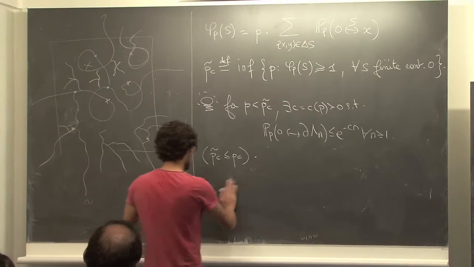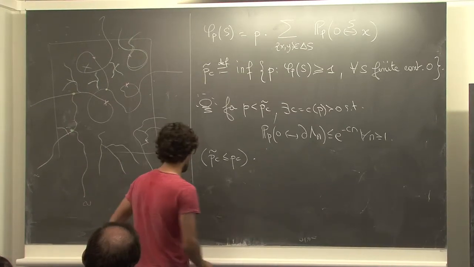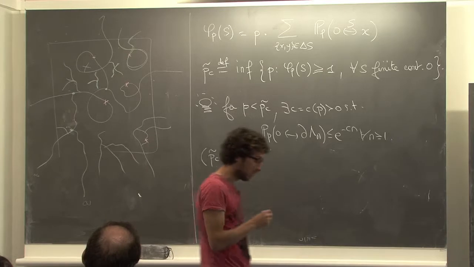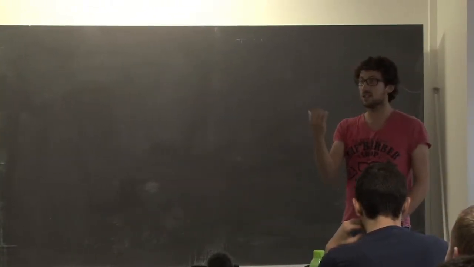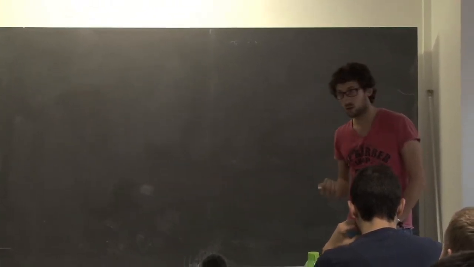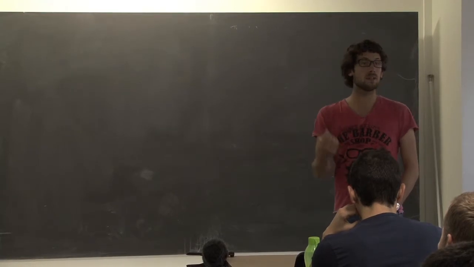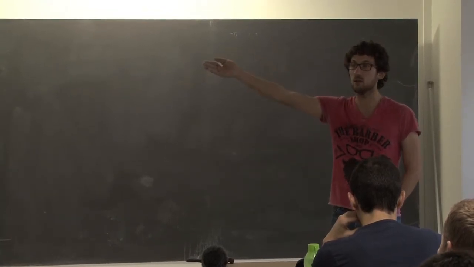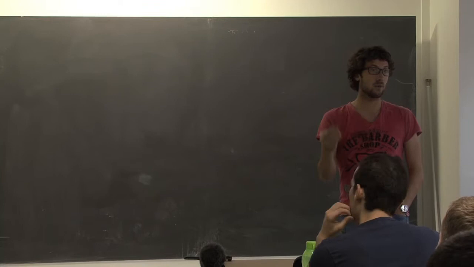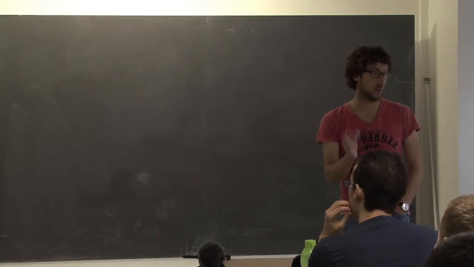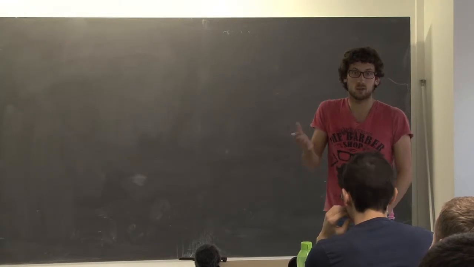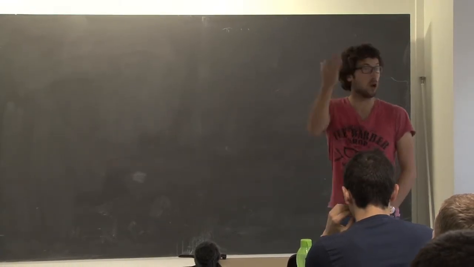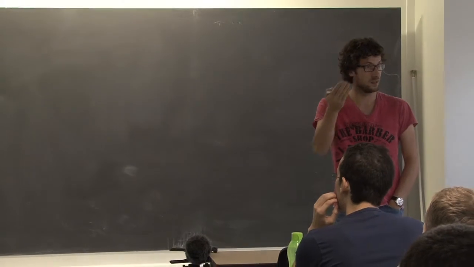So I'm going to fix p larger than p_c tilde and try to prove that. How do we do that? Well, what we are going to try to use is the monotonicity property of percolation. I'm going to take, for instance, the probability that 0 is connected to distance n, and try to find a differential equation satisfied by this quantity, and see that this differential equation forces it to blow up above p_c tilde.